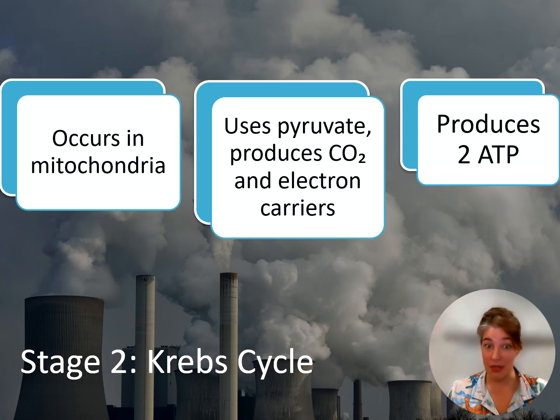Okay, so stage 2, the Krebs cycle. We just mentioned it. Let's talk a little bit more about it. This happens in your mitochondria. It uses pyruvate to produce carbon dioxide and electron carriers, and it produces 2 ATP. This means that this second stage, your Krebs cycle, is continuing to get energy from food. It's all about preparing fuel for the electron transport chain, the ETC, where the bulk of ATP is made.